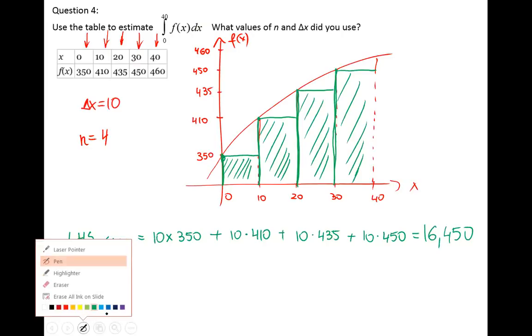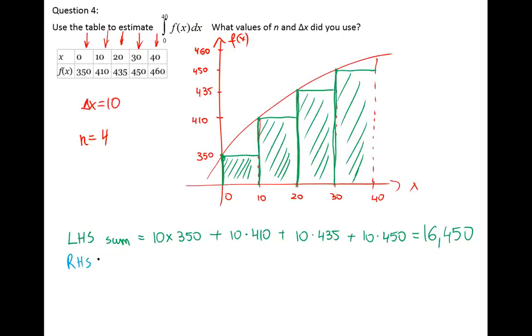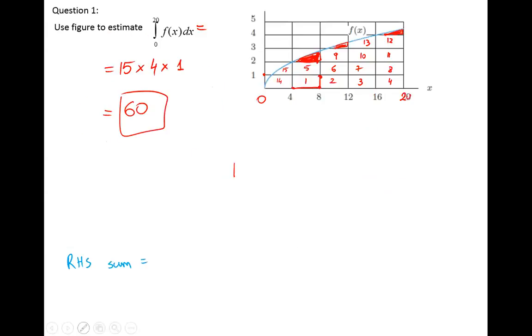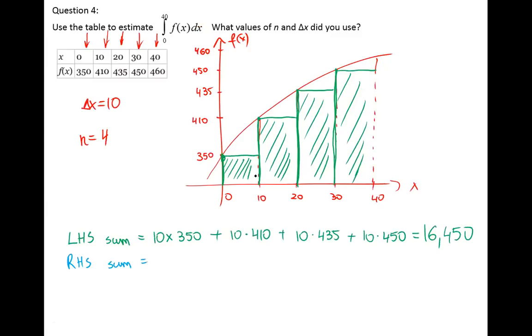Okay, and now let's use the right-hand side sum. Between 0 and 10, 10 is on the right-hand side. That means 10 will give me the new height. I will have this rectangle. Between 10 and 20, 20 is on the right-hand side, and this will give me the height. Between 20 and 30, 30 is on the right-hand side. Okay, and 30 and 40, 40 is on the right-hand side. This will be my rectangle.